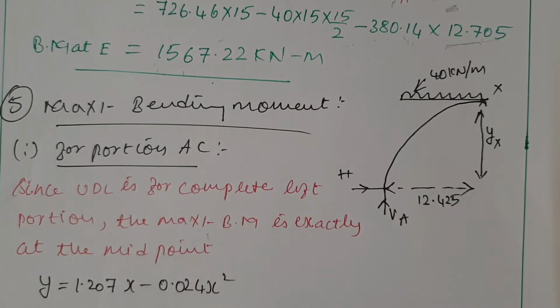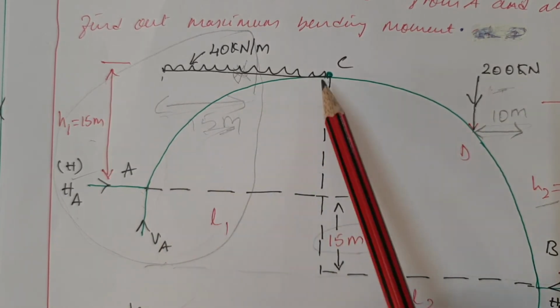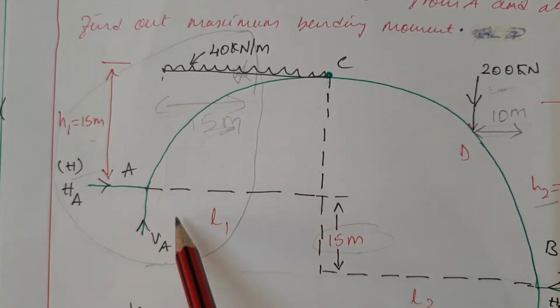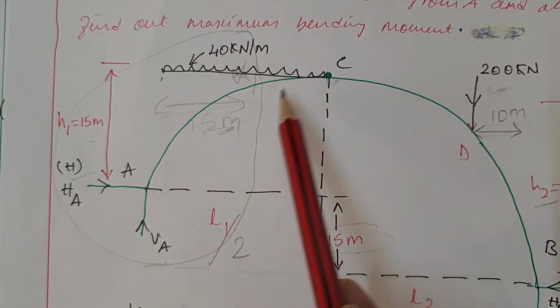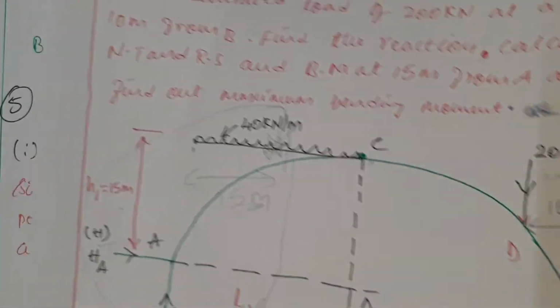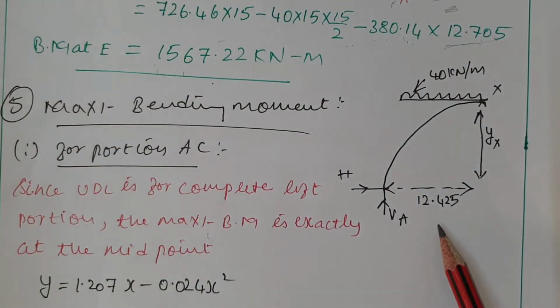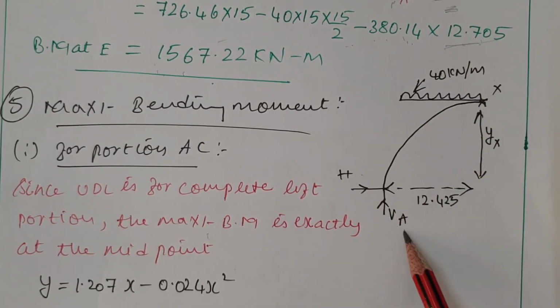For portion A to C, maximum bending moment will be, yes, here this is the portion A to C. For this portion, somewhere maximum bending moment will be at the center, because UDL is acting totally, so maximum will be exactly at the center for the UDL. So center distance will be L1 divided by 2, okay, that one is as follows. L1 divided by 2, it will be 12.425, and we know it is a UDL, and we know H value, we know VA value. We can easily calculate the maximum bending moment.